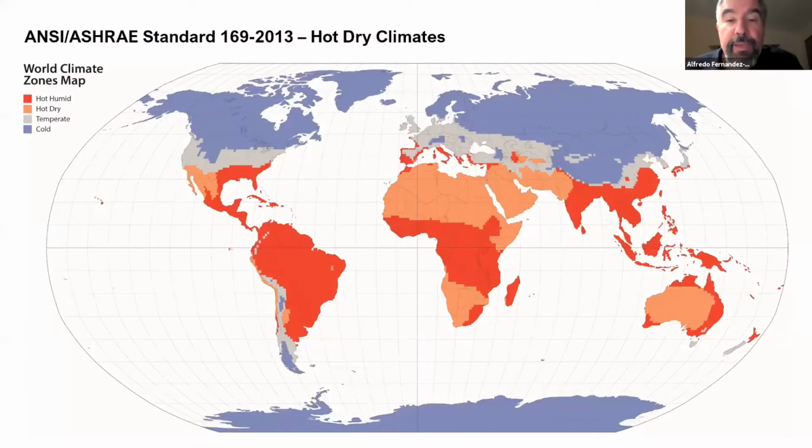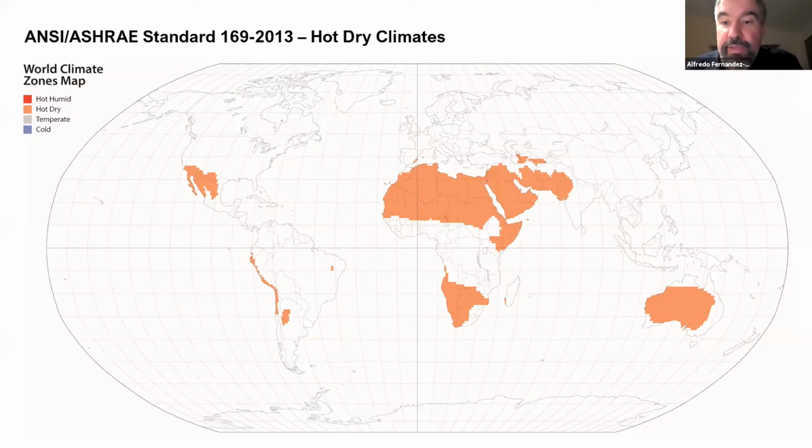Now I would like to talk about hot, dry climates. And these essentially occur between the latitudes of 10 and 40 degrees north or south of the equator. They are characterized by limited precipitation, clear skies with intense solar radiation year round, and large temperature variations between the day and the night.